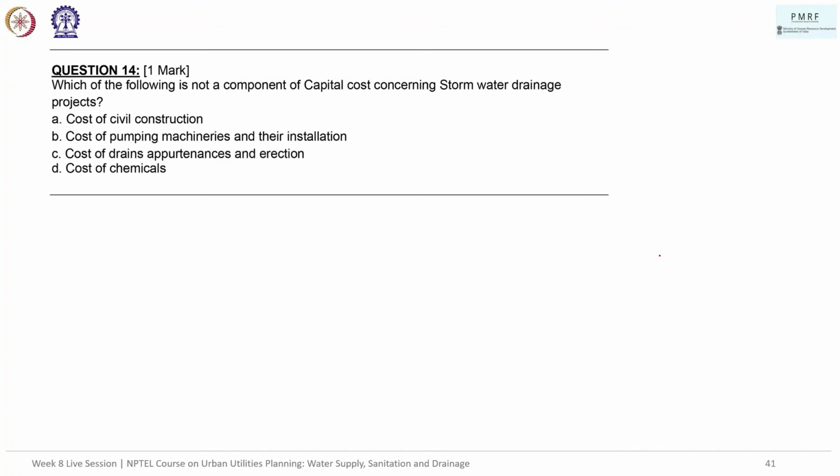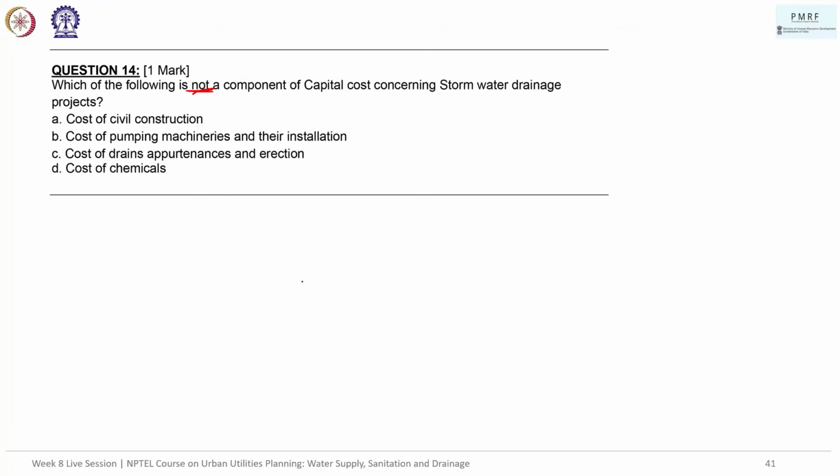So going on to the next question, which of the following is not a component of capital costs concerning stormwater drainage projects? A. Cost of civil construction. B. Cost of pumping machineries and their installation. C. Cost of drain appurtenances and erection. And D. Cost of chemicals.